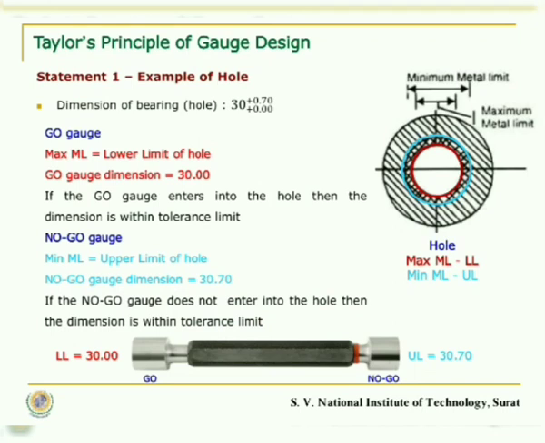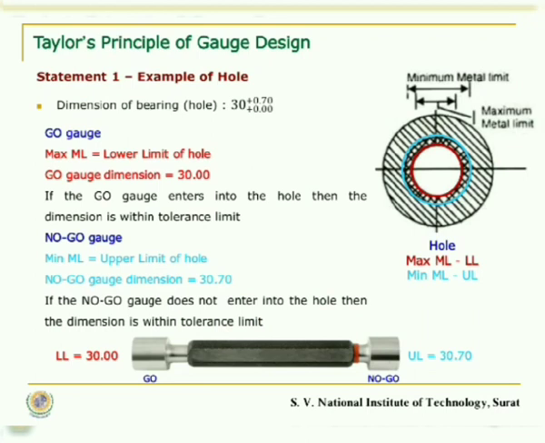Let us take an example with a hole. Suppose the dimension of a hole is 30 +0.7/+0.0. So here we understand that the upper limit is 30.7 and the lower limit is 30.0. Now the GO gauge is meant to show the lower limit, or the maximum metal limit in case of a hole. So the GO gauge should have the dimension of the lower limit of the hole. So the GO gauge dimension is 30.00.